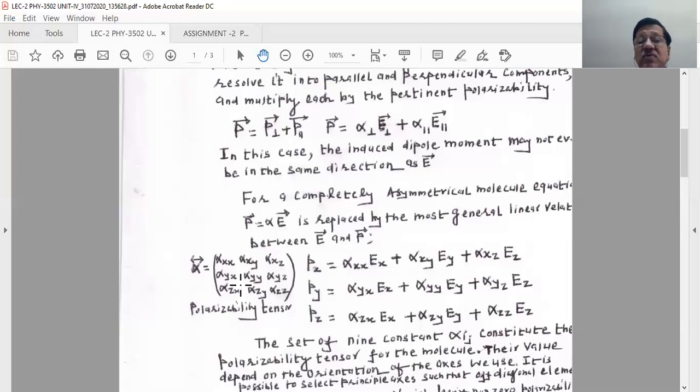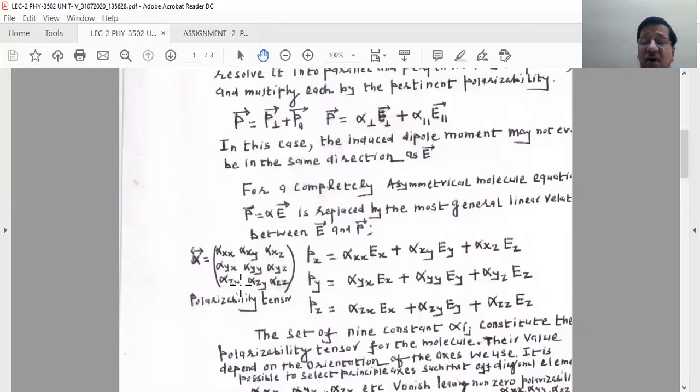I will teach you when we start the numerical problems for solving the polarizability of some complex molecule, where I would like to teach you how to set a coordinate axis and what is actually a tensor. So that we will see when we study the numerical problems related to the polarizability.